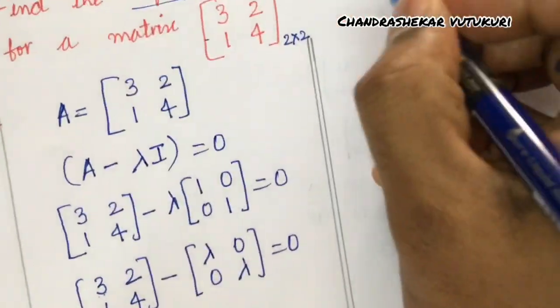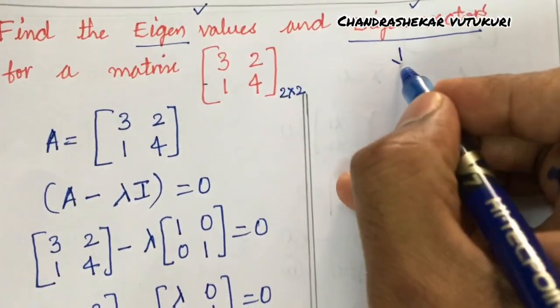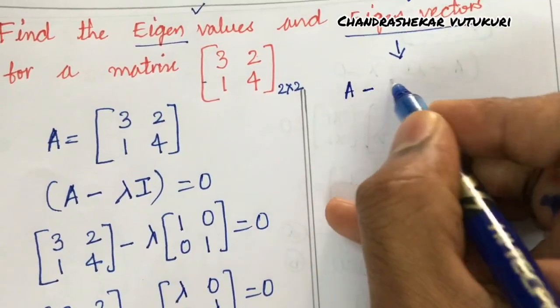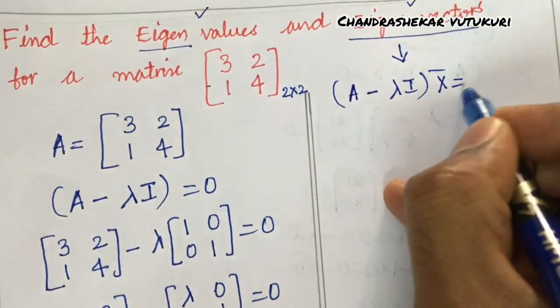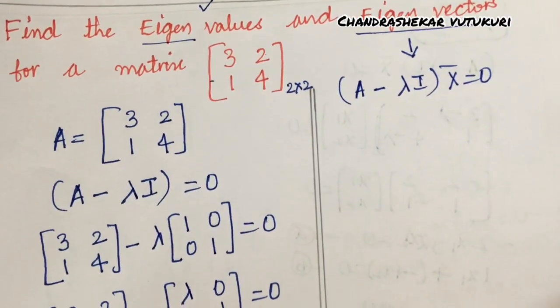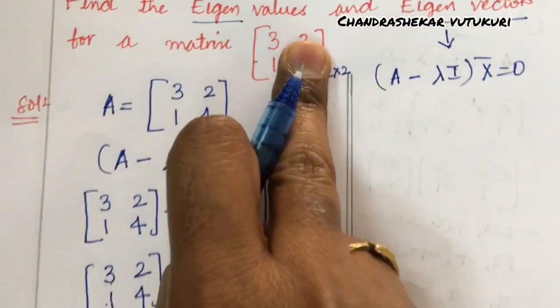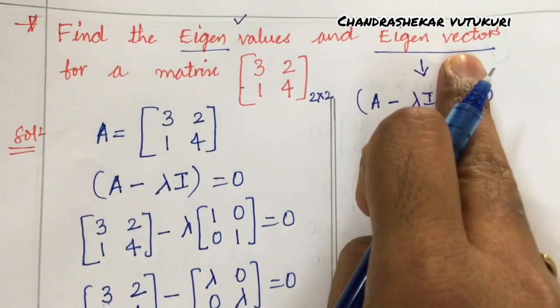Now, we are supposed to work out the eigenvectors. How to work out the eigenvectors? We have a characteristic equation. It is given as A minus lambda I into x bar equals 0. From this relation we can work out the eigenvectors. The similar procedure needs to be followed if the matrix is of 3 by 3 or 4 by 4 also, dear students, to work out the eigenvalues and the eigenvectors.